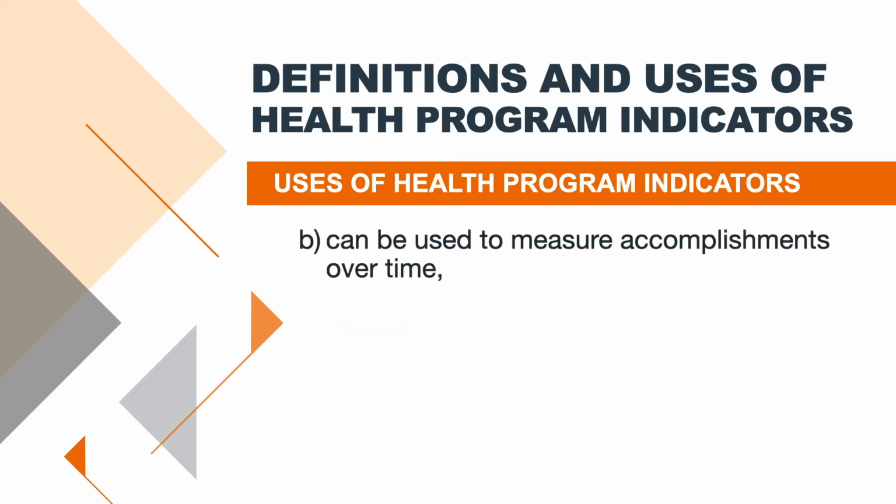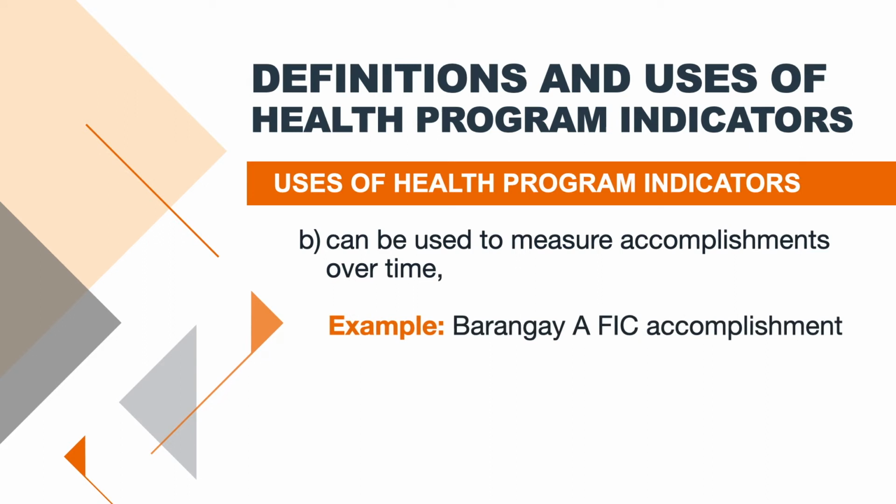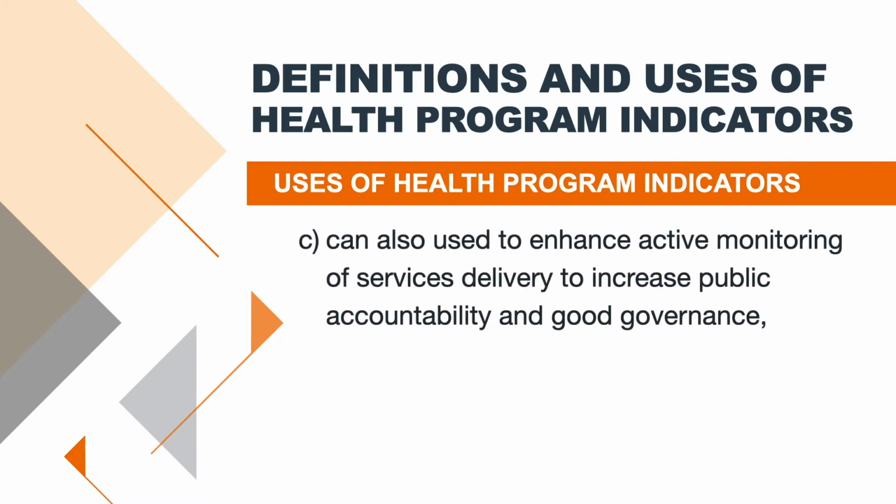Can be used to measure accomplishments over time, to determine if health services delivery is improving or declining, or performance coverage increasing or decreasing, etc. For example, barangay A, percentage of FIC 2018, equals 65%, percentage of FIC 2019, equals 75%. The accomplishment for percentage FIC coverage increased from 65% in 2018 to 75% in 2019. Can also be used to enhance active monitoring of services delivery to increase public accountability and good governance.